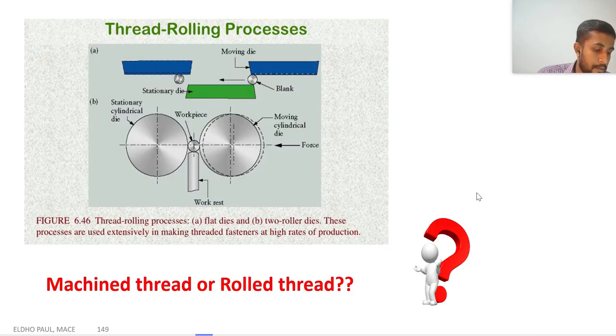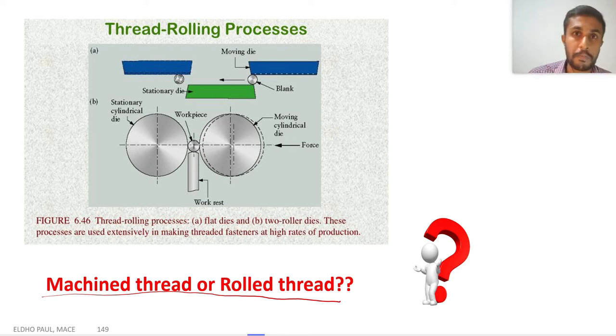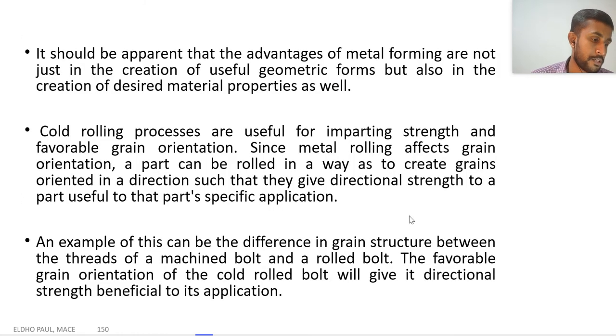So this is very important: which one has good properties and which one is more productive, the machined threads or the rolled threads. I already explained the comparison between the machined thread and the rolled thread. It should be apparent that the advantages of metal forming are not just in the creation of usable geometric form, but also in the creation of desired material property as well.